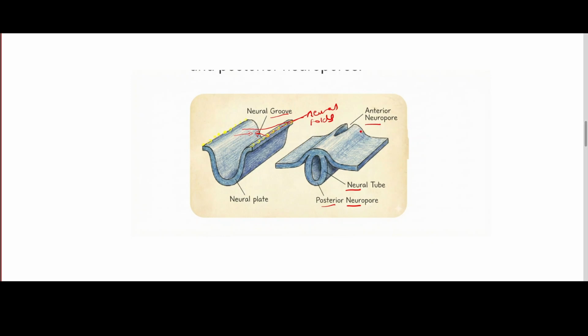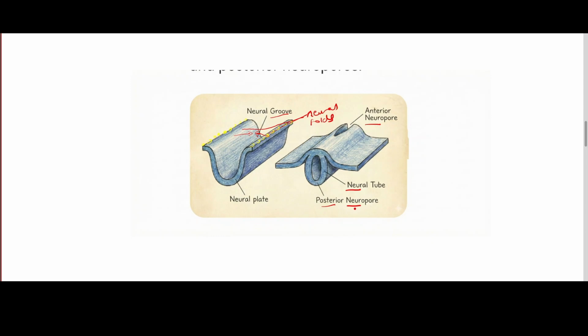Around day 25, the anterior neuropore closes, while around day 28, the posterior neuropore closes. If the neuropores fail to close, it leads to defects like anencephaly for the anterior neuropore and spina bifida for the posterior neuropore.